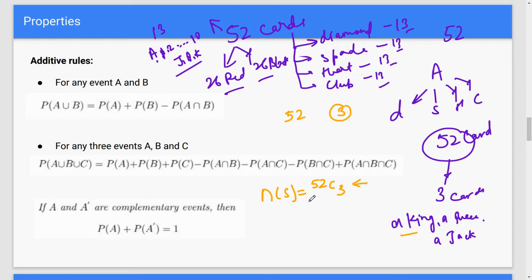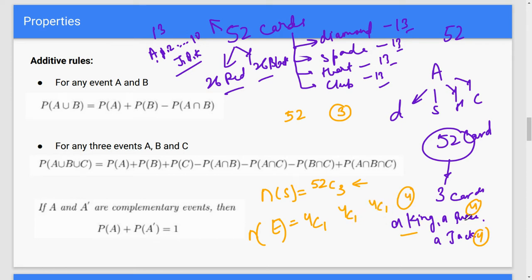So this is the size of the sample space, 52C3, and then you are talking about the event. Your event is drawing a king, a queen, and a jack. To calculate this size, we use concepts from permutations and combinations. There are four cards of king, four of queen, and four of jack. So there are 4C1 ways you can draw a king, 4C1 ways you draw a queen, and 4C1 ways you draw a jack.